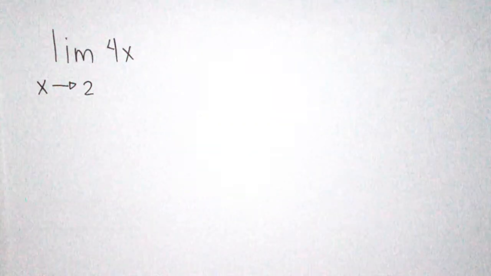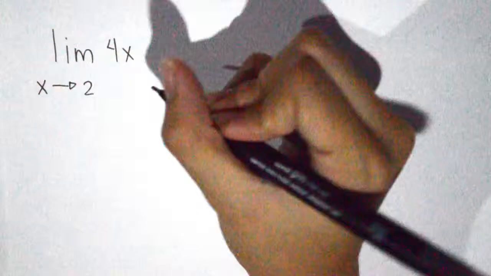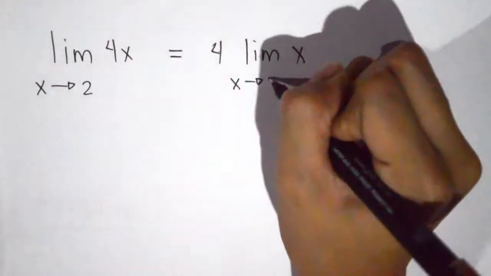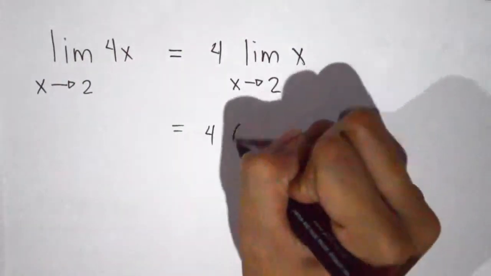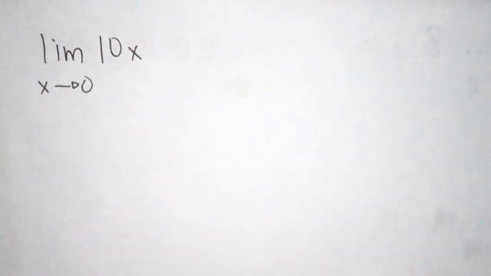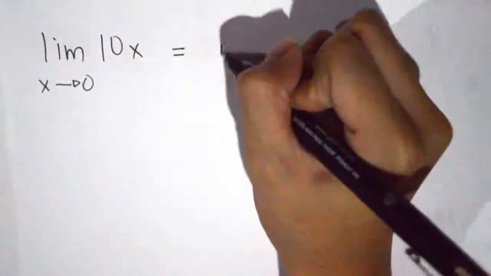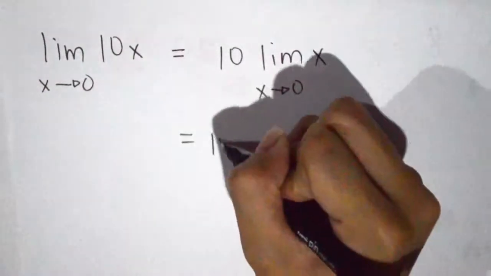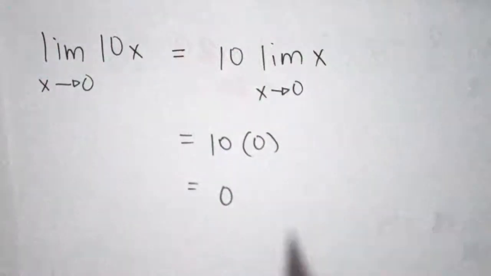The limit of 4x as x approaching 2 is equal to 4 times the limit of x as x approaching 2. Simplify the equation. 4 times 2 is equal to 8. Another example. The limit of 10x as x approaching 0. Follow the given steps and simplify. 10 multiplied by 0 is equal to 0.